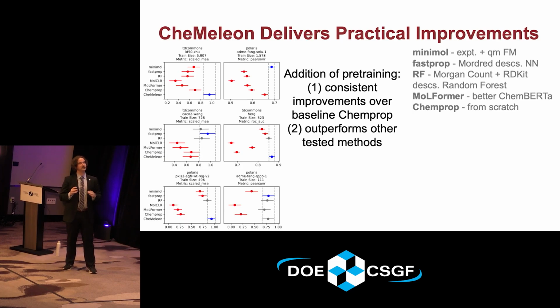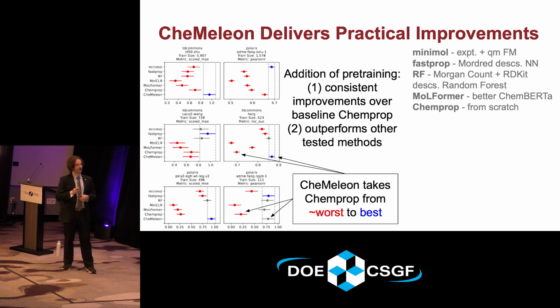The tagline: Chameleon does in fact deliver practical improvements over baseline models. The trick for reading these plots, these are Tukey honestly significant difference plots, because the machine learning world has recently rediscovered that statistics are a thing. The Chameleon model shown here on the bottom, if it's in blue, that means it was statistically the best. If it's in gray, that means it was tied with the best model, or at least statistically indistinguishable at our given confidence level. And what I really want to highlight, there are consistent improvements over the baseline ChemProp model.